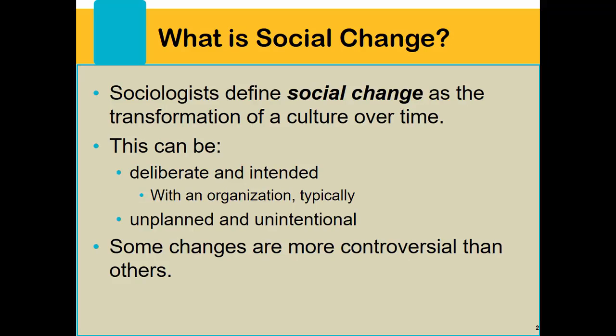So, sociologists define social change as the transformation of a culture over time. This change can be either deliberate and intended, and usually, when it is deliberate, there is an organization associated with it, or unplanned and unintentional. So, social change can go either way. However, some social changes are more controversial than others. And in fact, when you think about any controversy that exists in our society or any society, typically there is social change associated with it in one way or another.